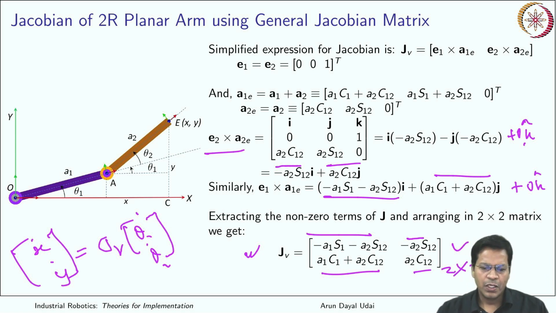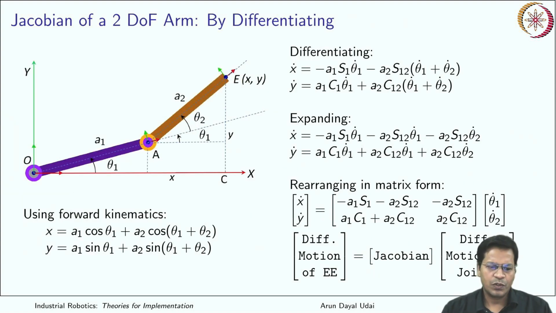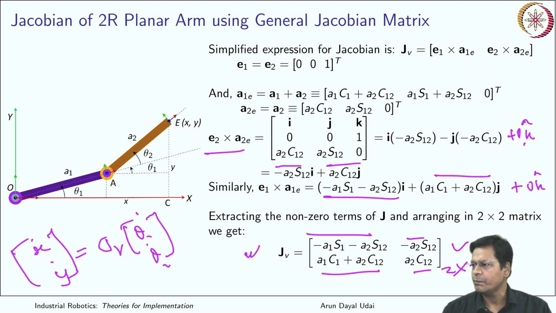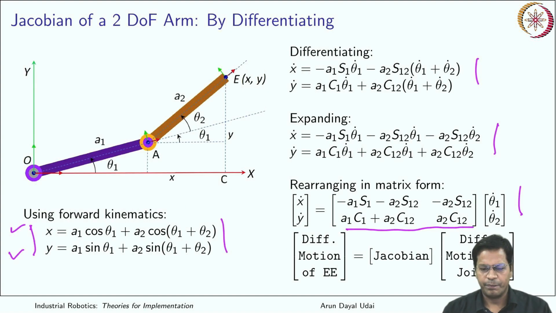Very simple. So now let us just compare what we have obtained earlier using the simple differentiation way. So we did it simply by differentiating the forward kinematics equation, that is X is equal to this, Y is equal to this, taking the derivative, expanding and rearranging in the matrix form, it gave me this. Okay. This you see, it is exactly the same. So this is how you can use a general Jacobian matrix for an n degree of freedom serial chain system to calculate the Jacobian for your robotic arm. So if you have all the information, you can quickly do it.